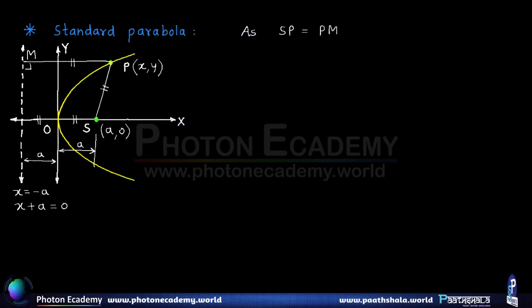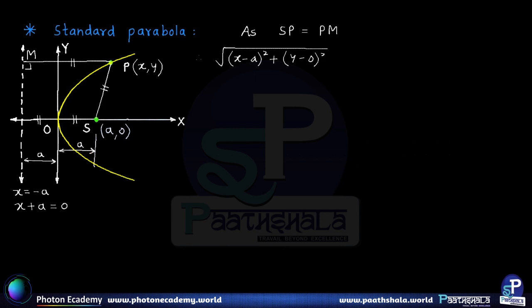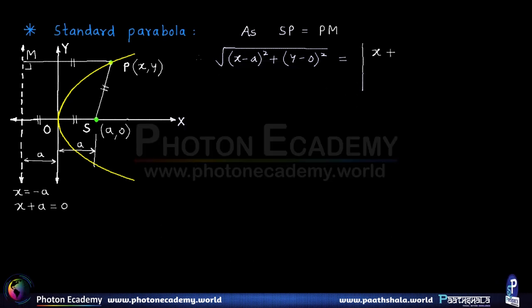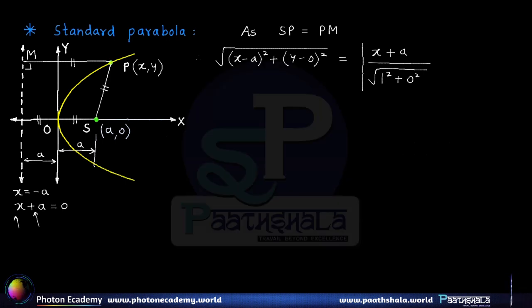Now SP we write with the help of the distance formula, that is square root of (x minus a) the whole square plus (y minus 0) the whole square, is equal to PM, the distance of point P from the straight line x plus a equal to 0. So we know the formula for that, that is the modulus of x plus, since the y term is not there, we don't write anything for y, and the constant term a, divided by square root of 1 square plus 0 square, right? We square the coefficients of x and y in the equation of the line and add them.